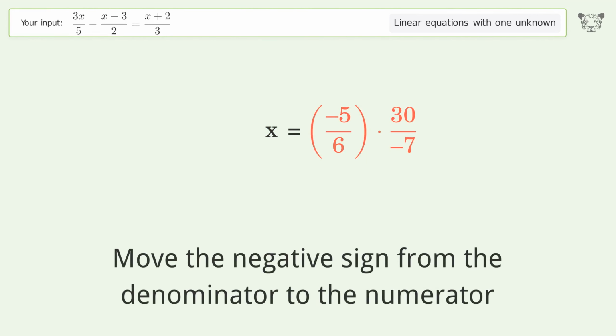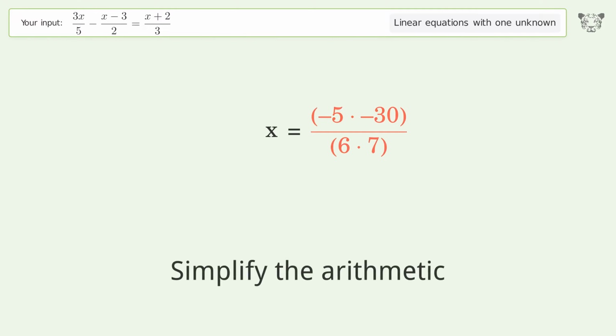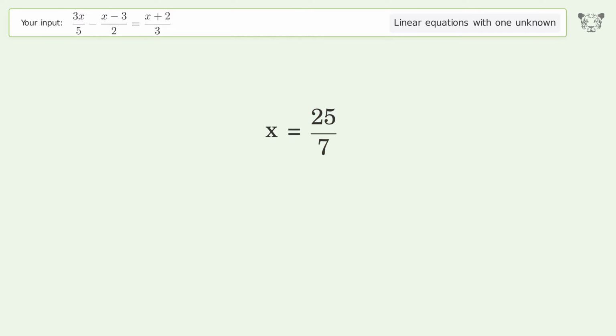Move the negative sign from the denominator to the numerator. Multiply the fractions. Simplify the arithmetic. And so the final result is x equals 25/7.